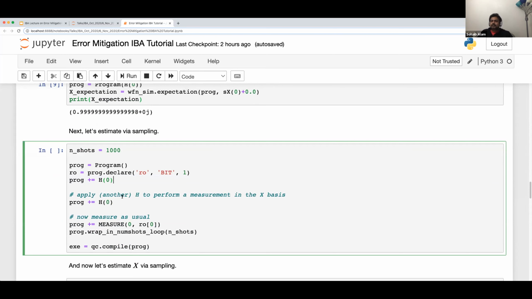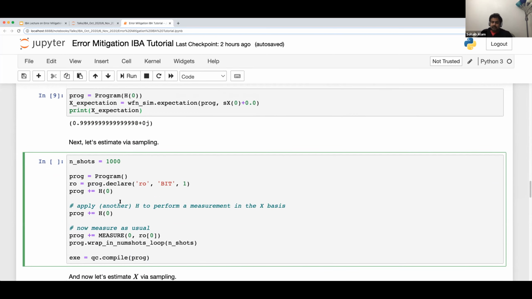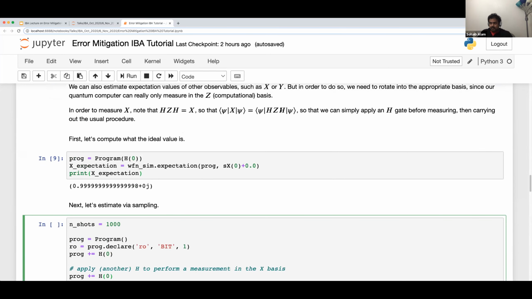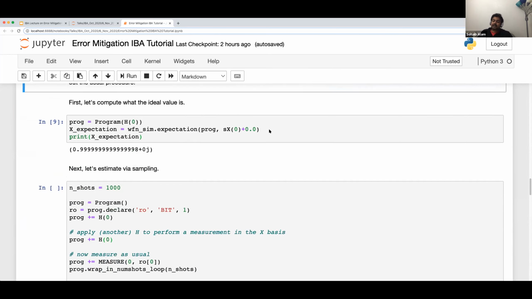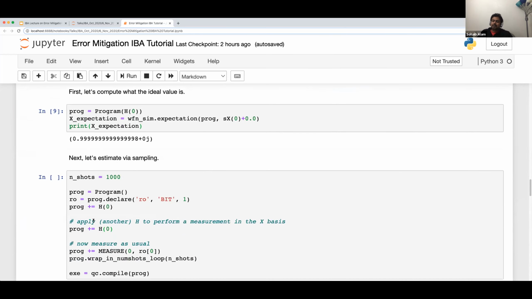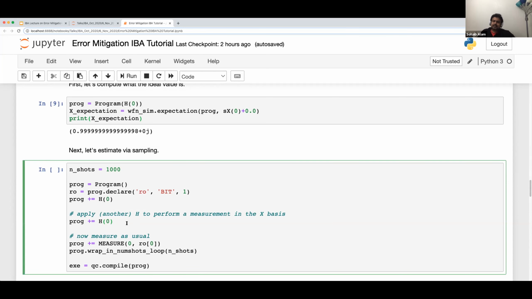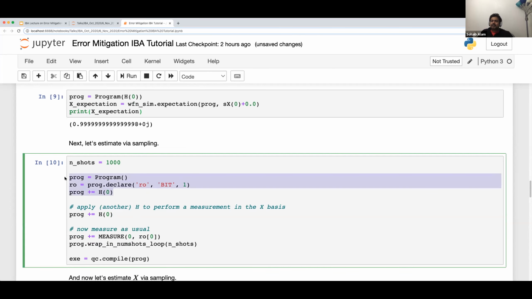Now, because we're going to be measuring in the X basis, and because we just argued that in order to measure in the x basis, we have to apply this Hadamard before measuring. So this Hadamard just cancels out that Hadamard, and all you're left with is just a zero state again. So this is actually trivial, but more generally, you can imagine that you could replace this part by some other random stuff.